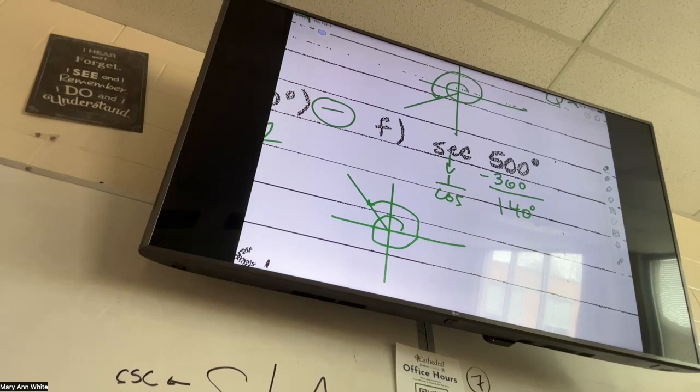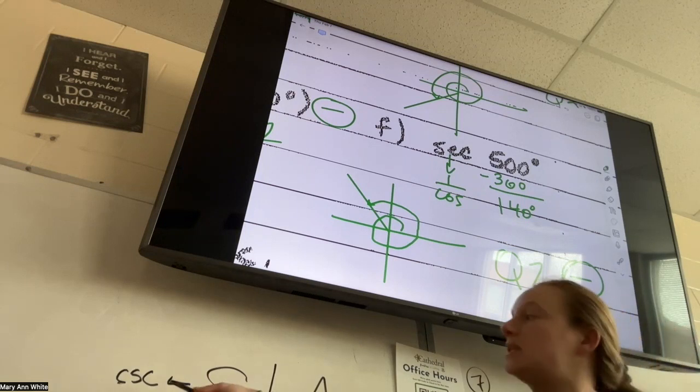1 over cosine, and cosine is what in quadrant 2? Negative. Because in quadrant 2, only sine and cosecant are positive.